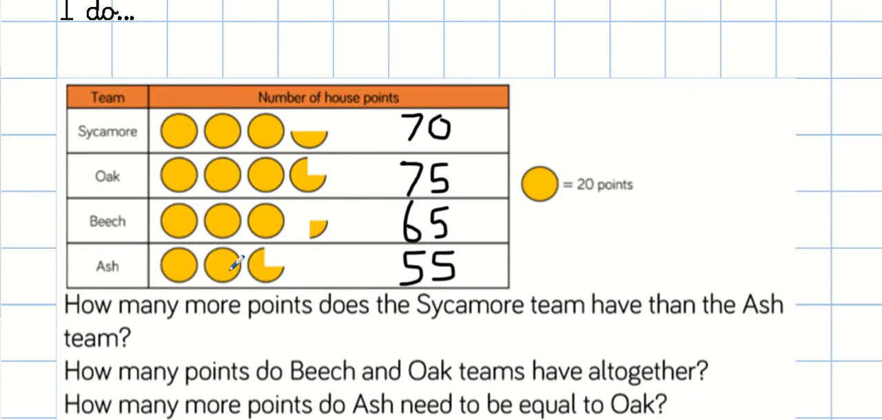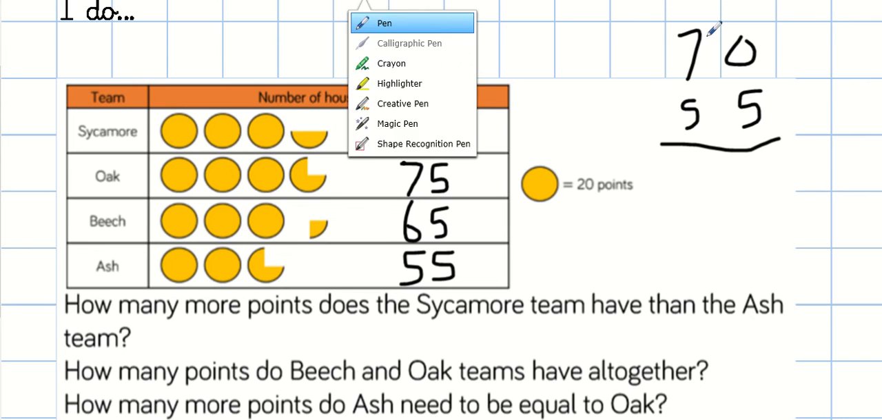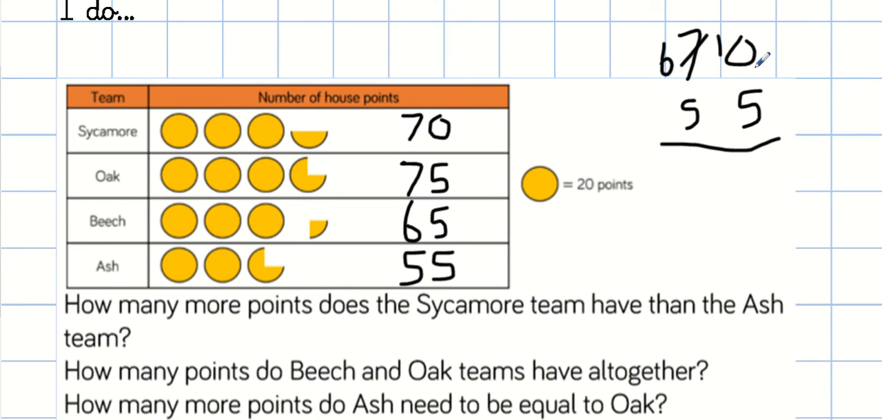So how many more points does Sycamore team have than Ash? Well, Sycamore has 70 and Ash has 55. We could work this out a couple of ways. We could do 70 take away 55, or we could count up from 55 to 70. If we do 70 take away 55, we have to borrow one of our 10s. So 10 take away 5 is 5, and 6 take away 5 is 1. So our answer is 15. If you counted up, using your fingers or a timeline, you'd have got the same answer.